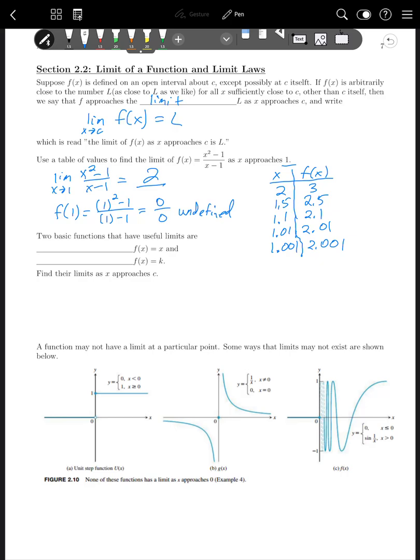There are two basic functions that have useful limits for us that we're going to use as we move forward here. The first one is called the identity function.